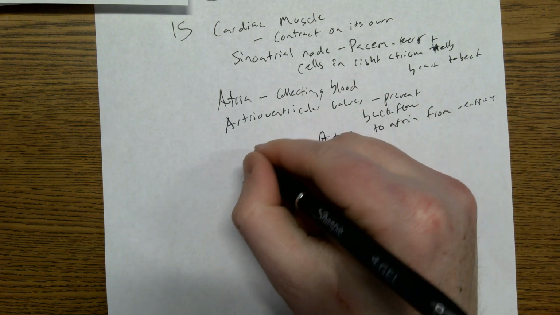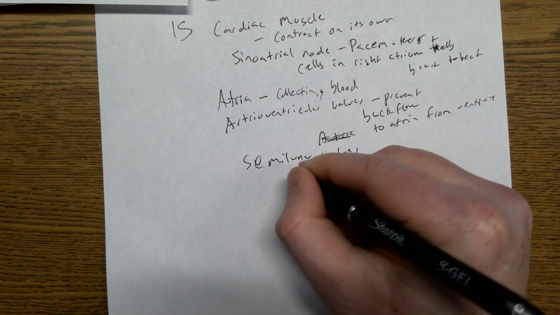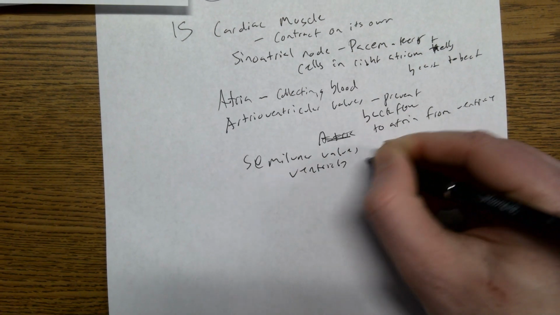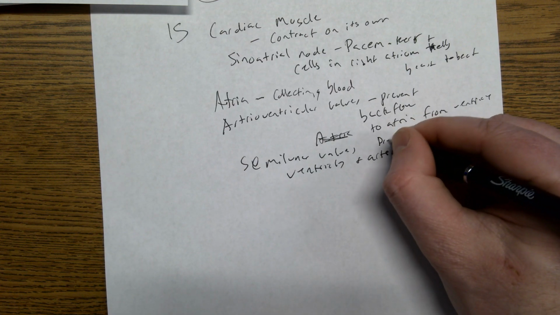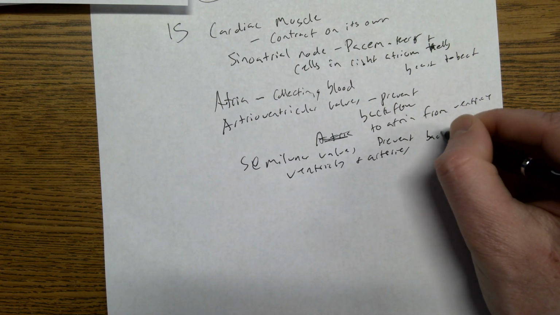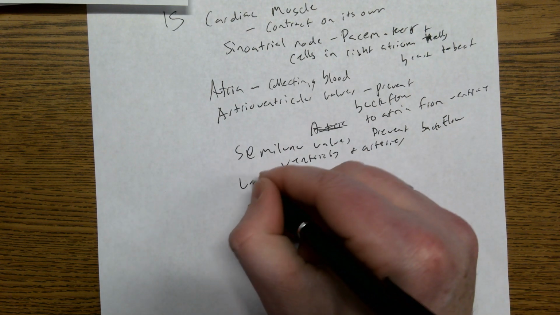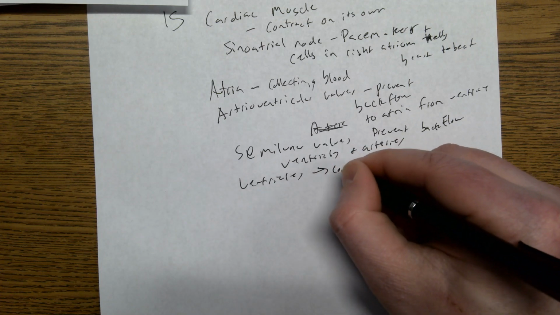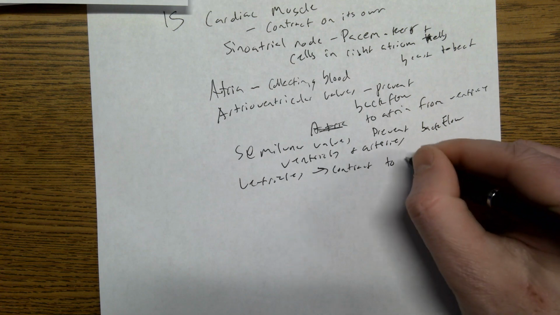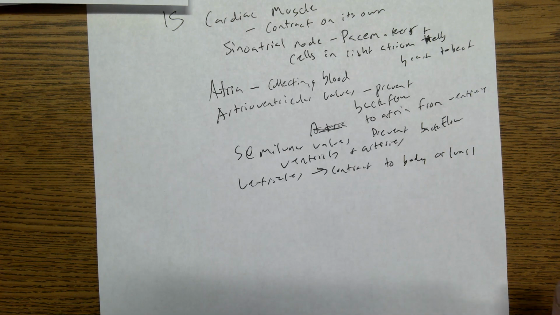And then the semilunar valves are between the ventricles and the arteries. They prevent backflow again. The ventricles are for pumping blood, and they contract to send it to the body or lungs. Remember, the left side is thicker because it's sending blood to the whole body.